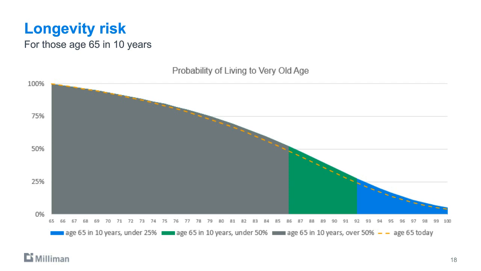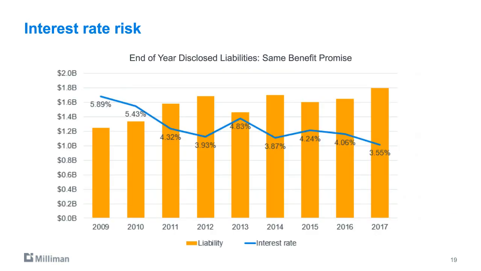The third risk that we're going to talk about here is what's called interest rate risk. The challenge with interest rate risk is that this is primarily going to be for a defined benefit plan. Financial accounting standards require that you measure your liabilities using a market rate that could be settled today.